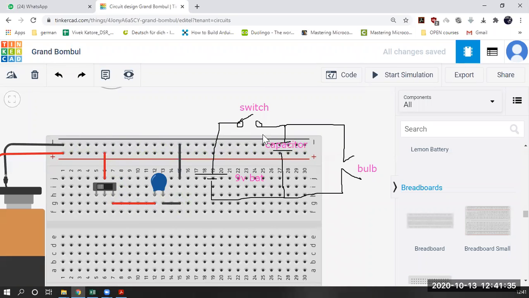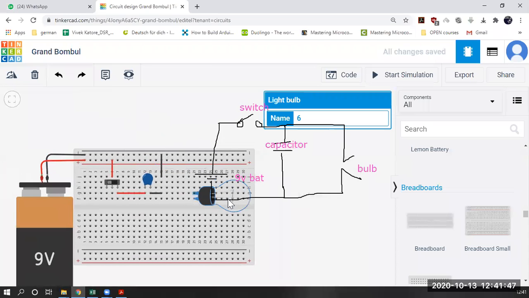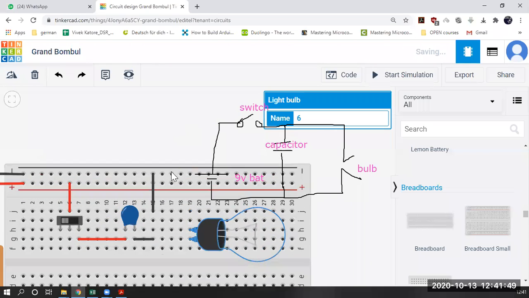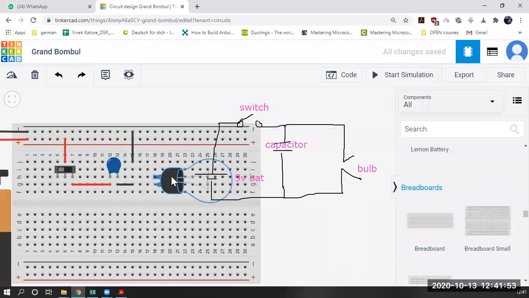So now we have done this small part. But I also want to connect the bulb across the capacitor, so I can place the bulb. See, you can do very complicated circuits on the breadboard. It may look complicated, but it's very easy. Or sometimes it looks easy, but it may be very complicated. So I'm doing it in a very simplistic way.